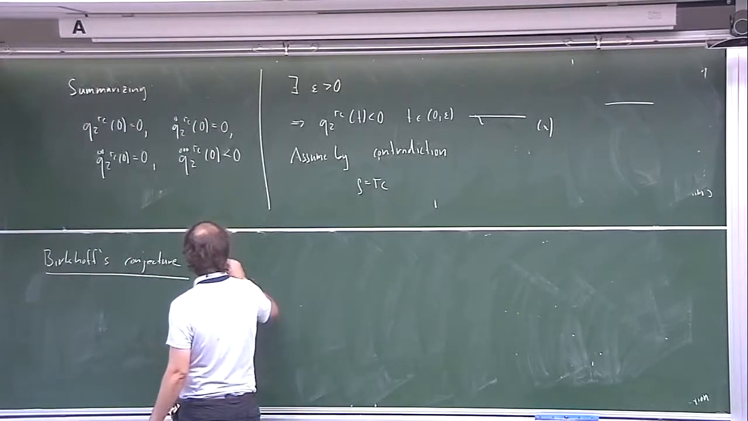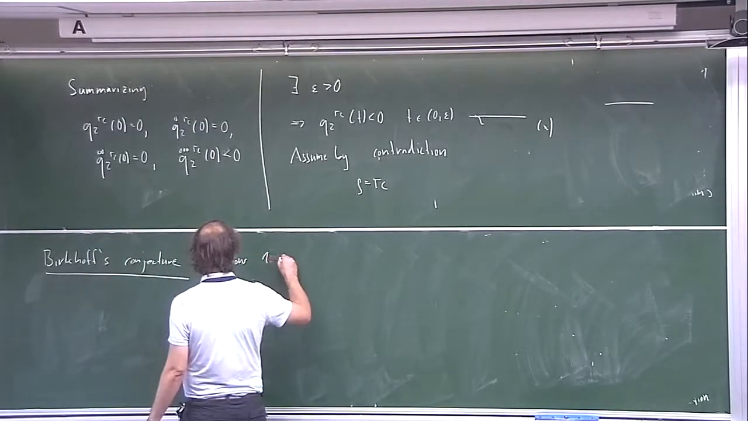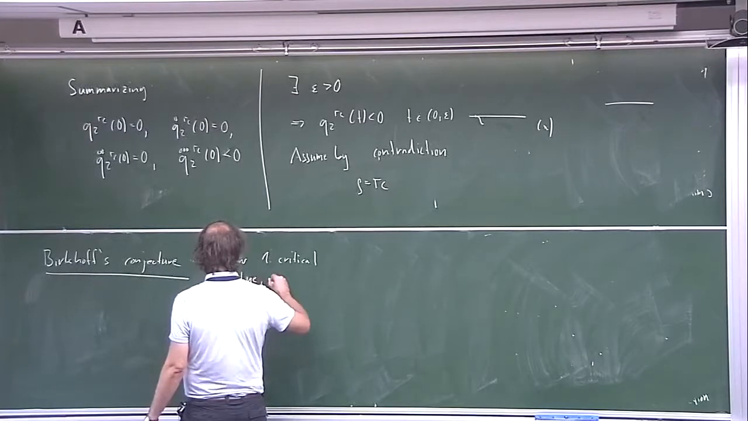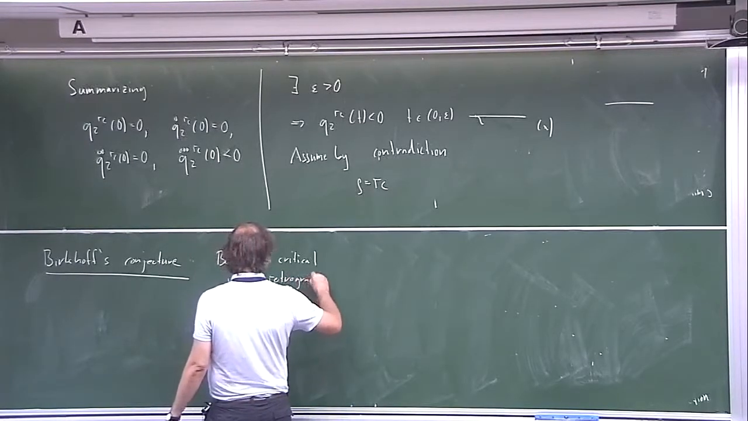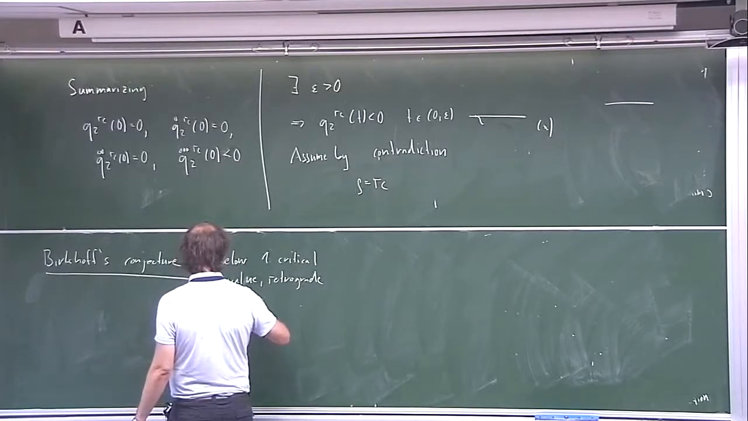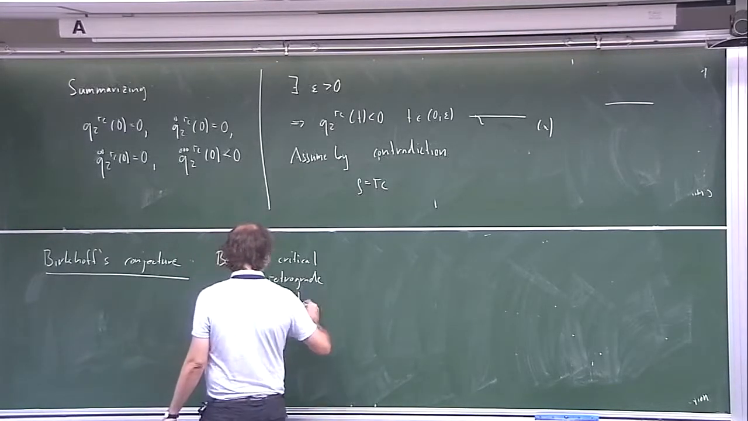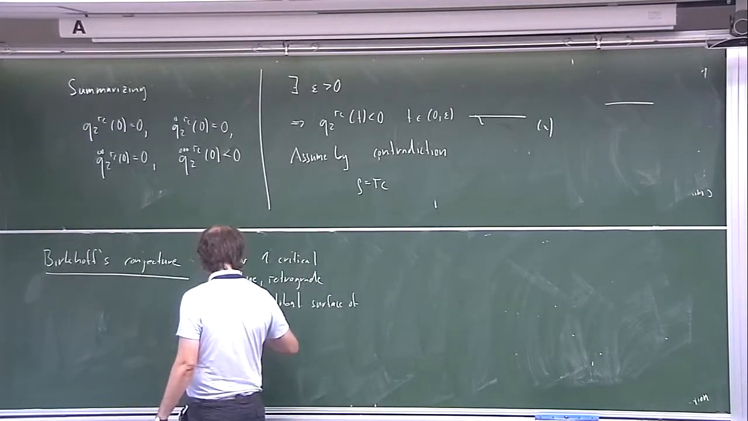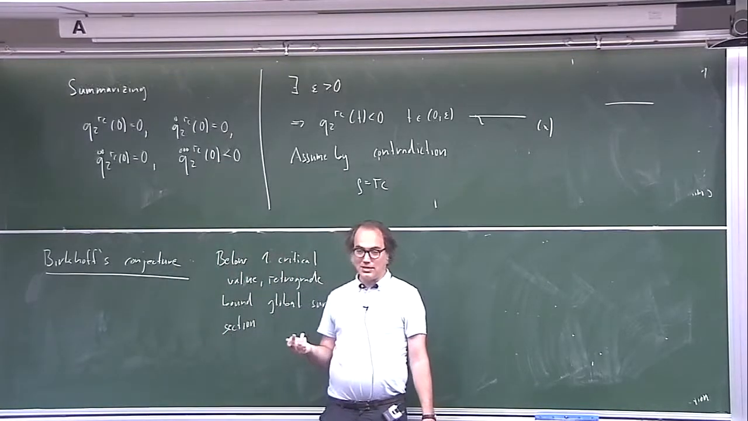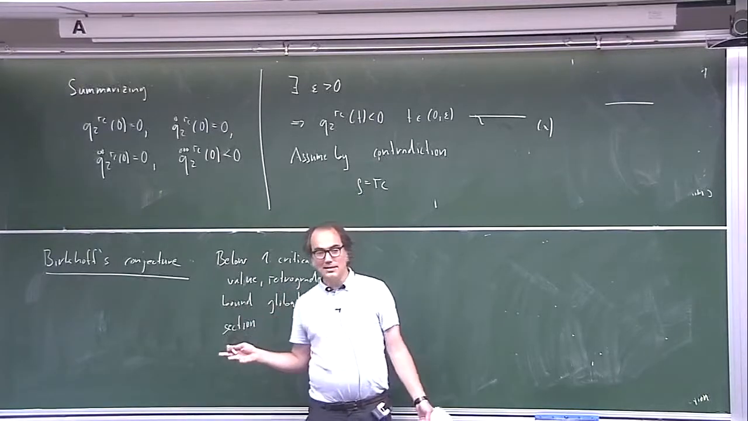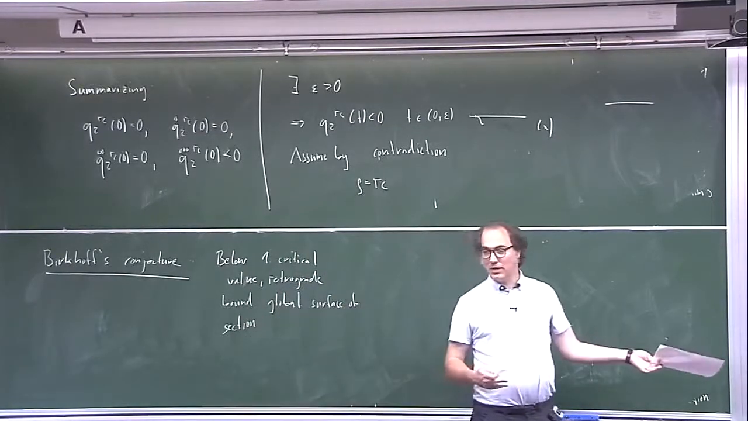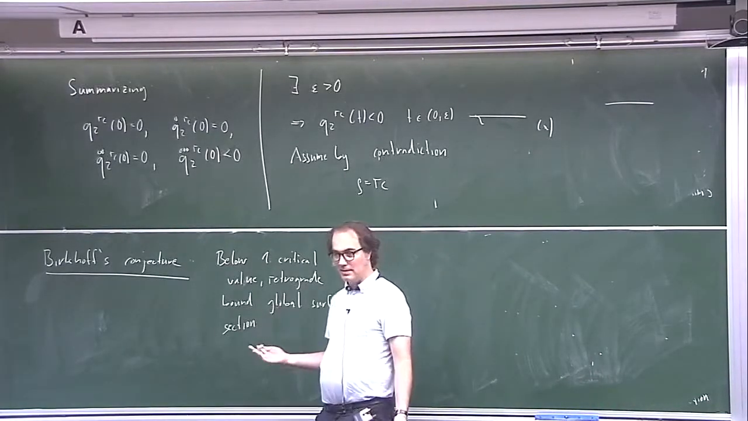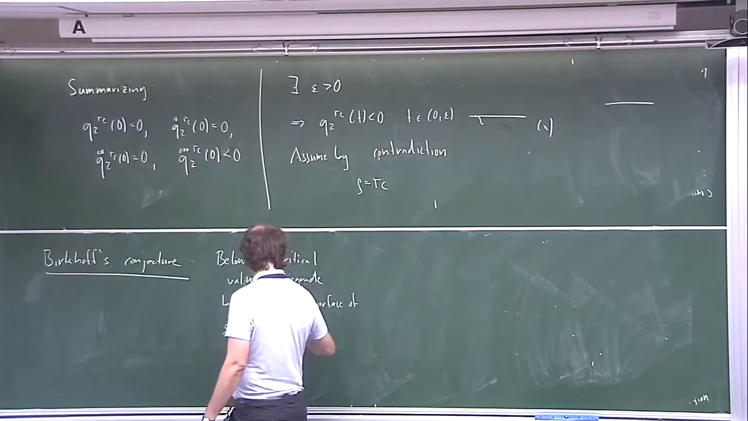Also, below the first critical value, the retrograde bounds a global surface of section. And this is after Levi-Civita regularization, because if you don't regularize to find the retrograde, you don't need to regularize. This doesn't have a collision, but for the global surface of section, you have to regularize, and so after Levi-Civita regularization.